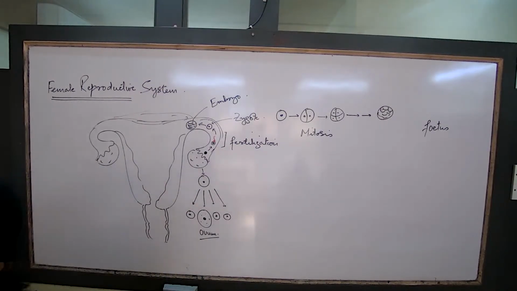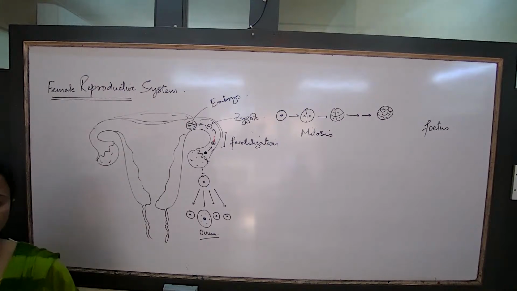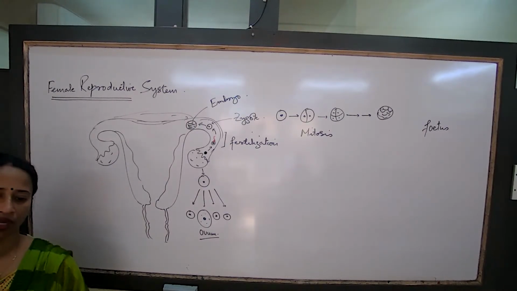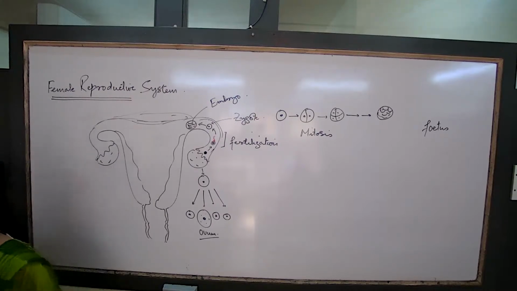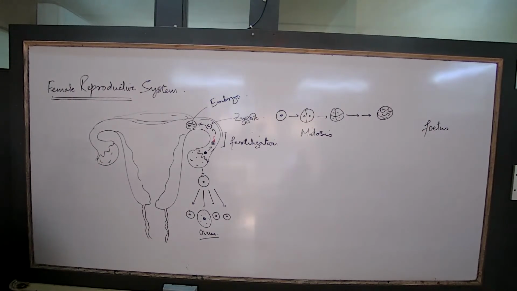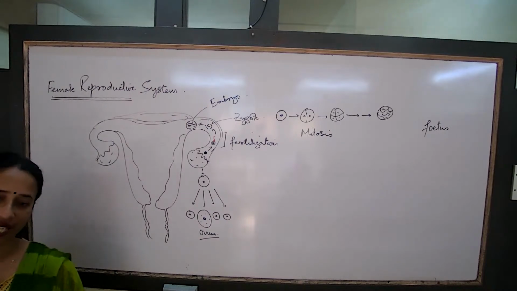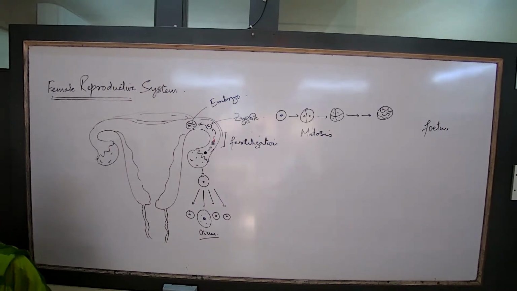Embryo is a multicellular structure formed due to repeated cell division of zygote, and every cell contains 46 chromosomes. Clear till here? So now if I talk about the embryo, now what's happening?